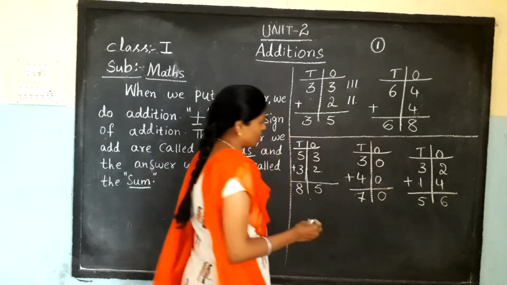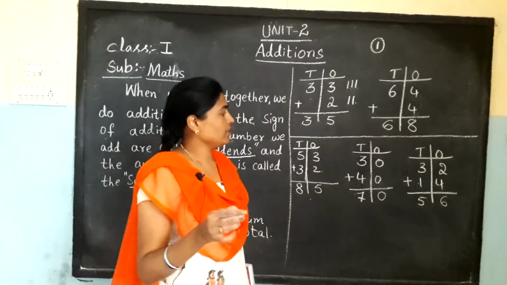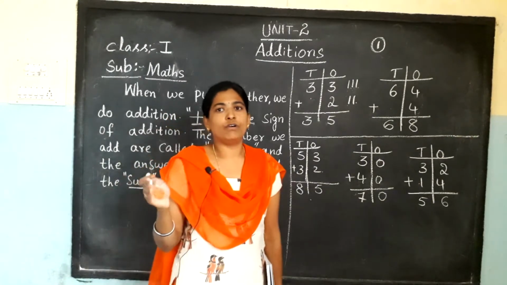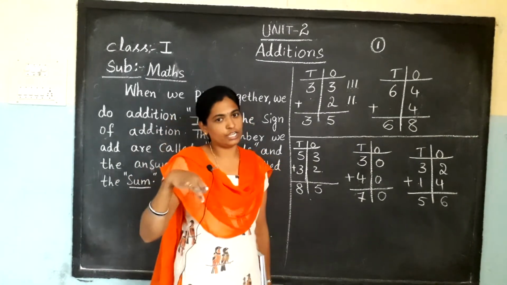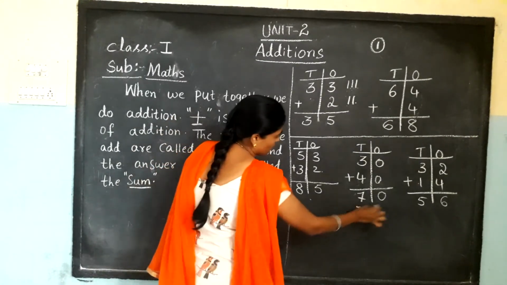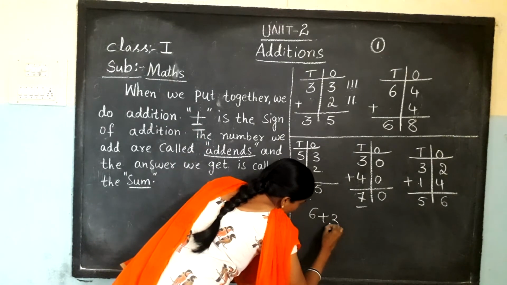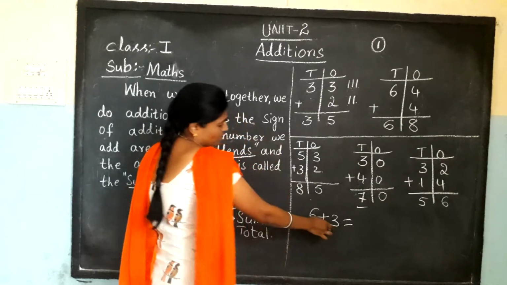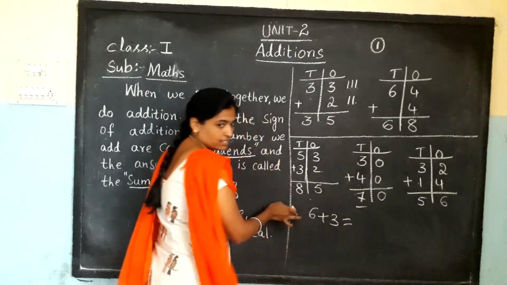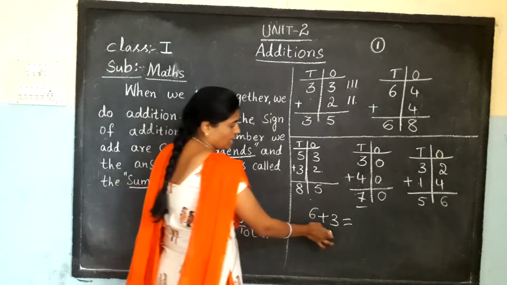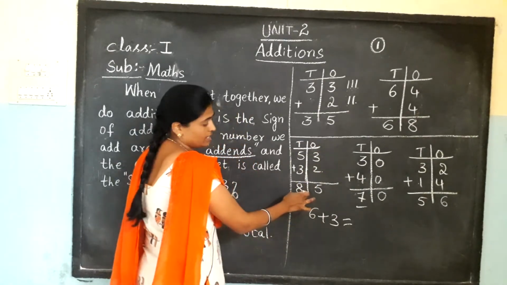See children, one more thing. In addition, you can follow any method. You can write in vertical or horizontal form. The answer will come the same. See here, 6 plus 3 you can also write like this. This is called vertical addition. What do you call this one? Vertical addition. This is horizontal.